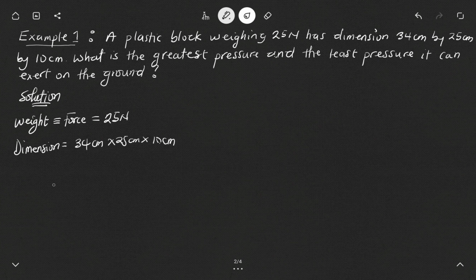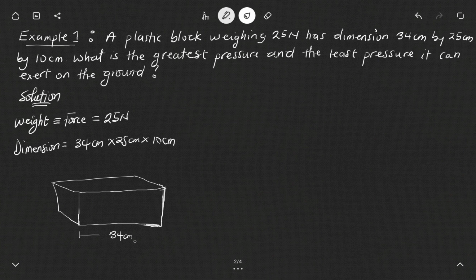Okay, so let's try and draw the box. Let me draw something over here very quickly. Okay, so let's assume this is our box. I'm going to use this side over here since it's the longer side, and I'm going to give that the 34 centimeters. Okay, so I'm going to give the height over here the 25 centimeters, and then I'm going to give the width over here the 10 centimeters.